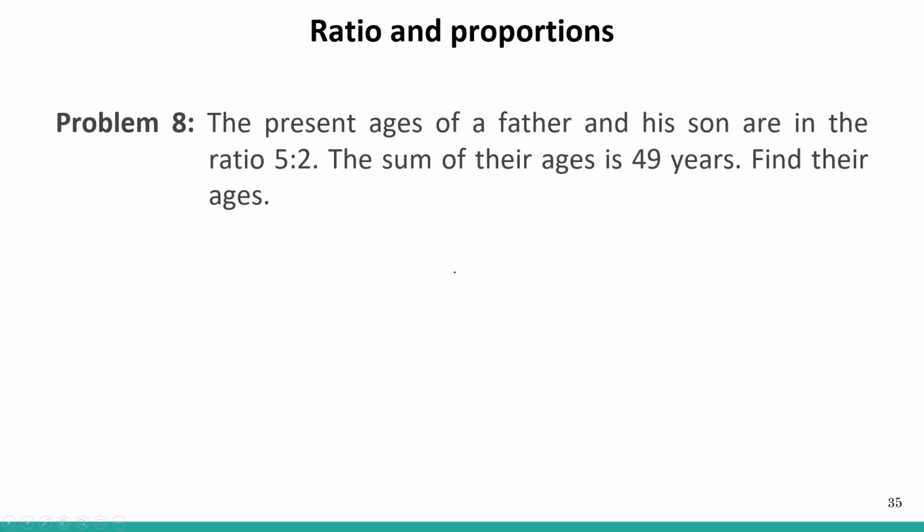The present ages of a father and his son are in the ratio 5:2. The sum of their ages is 49 years. So find their ages. What we have here is the ratio of the age of the father and the son. The sum of their ages is 49. If we assume the common factor to be x, then 5x plus 2x becomes 49. So this implies that 7x becomes 49, so x becomes 49 by 7, which is equal to 7.